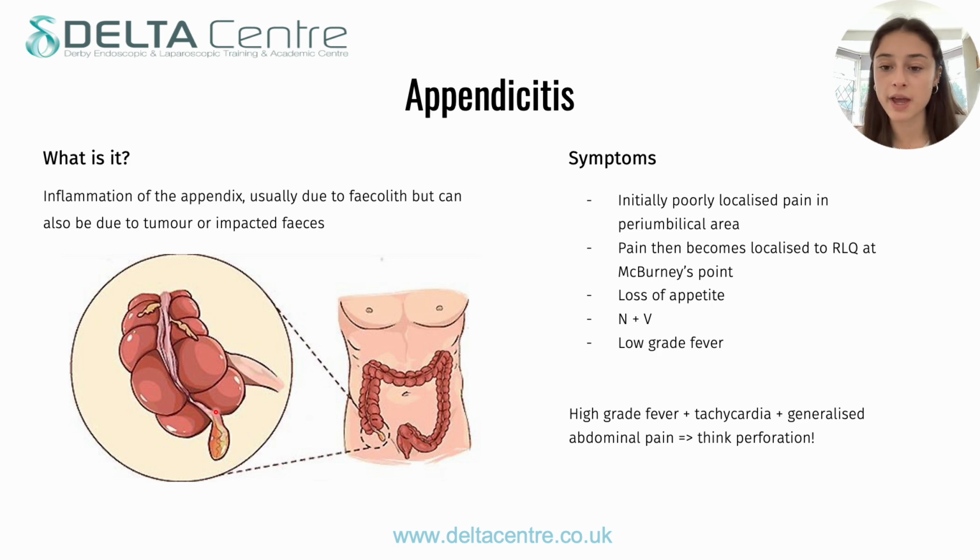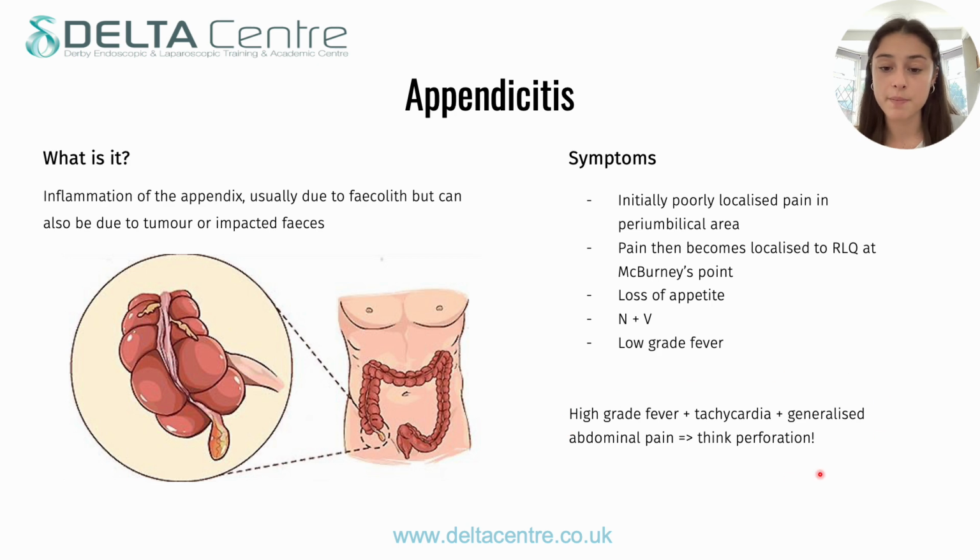So what symptoms do patients present with? They tend to present with poorly localized pain first in the periumbilical area, so around here. This then becomes localized to the right lower quadrant here, which is called McBurney's point, especially where the appendix is. They might also present with loss of appetite depending on how acute their appendicitis is, and nausea and vomiting, and also potentially a low-grade fever because this is inflammation, infection.